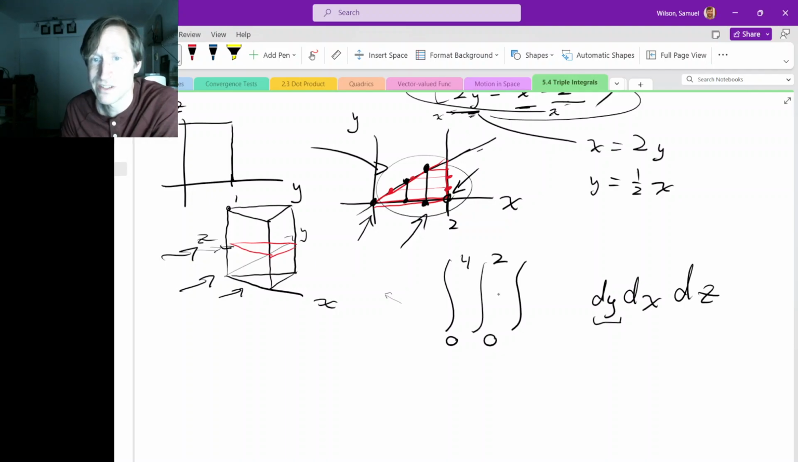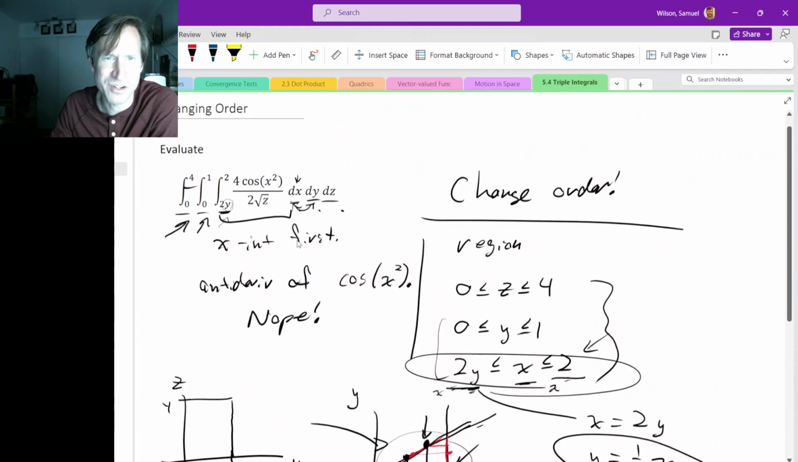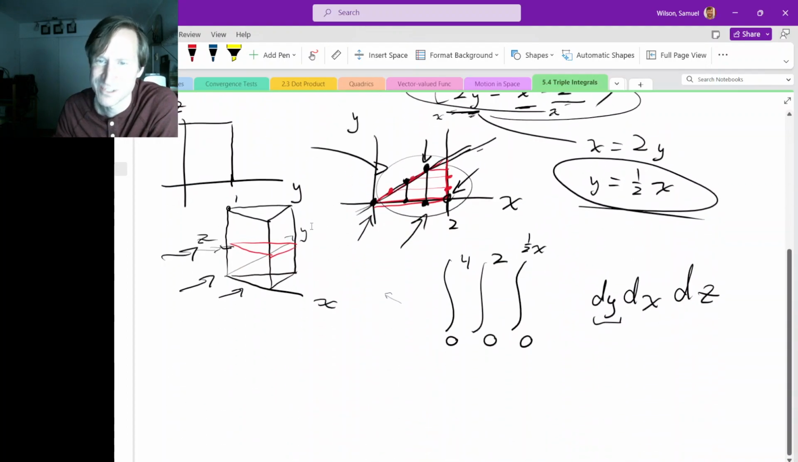Okay, and then for our y integral, along one of these slivers, what are the y values? Well, the lowest one is at the bottom, that's y equals 0. And the highest one is up at the top, which is this diagonal line, and that diagonal line is y equals 1/2 x, so 1/2 x. And then our integrand was 4 cosine x squared.